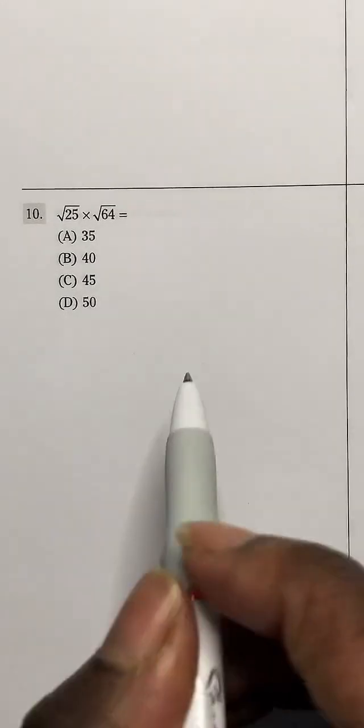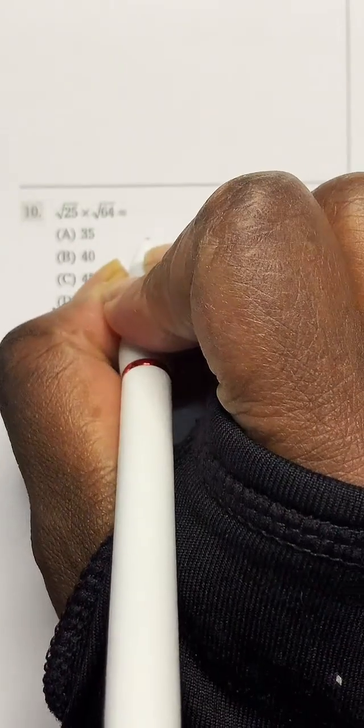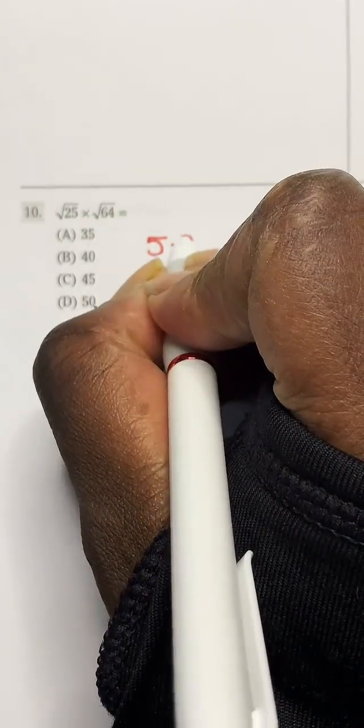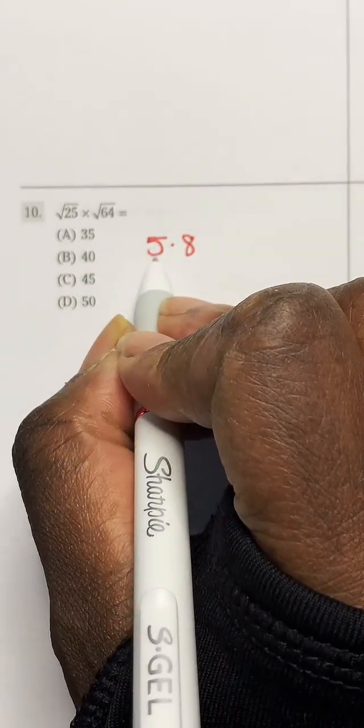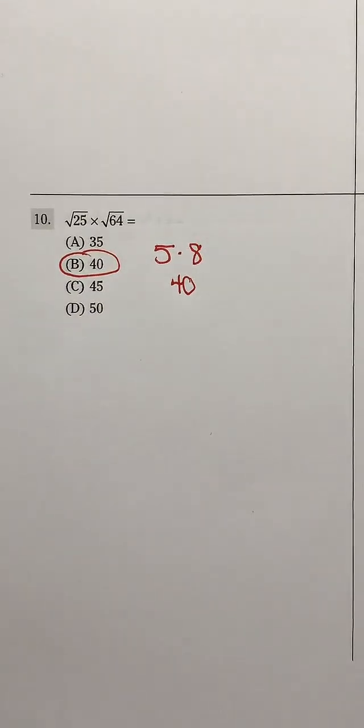So let's see. We have the square root of 25. Talked about that a little bit earlier. Square root of 25 will give us 5. Now, the square root of 64, that gives us 8, because 8 times 8 gives me a 64. So now we just have to do 5 times 8, which clearly gives me 40. And my answer is B.